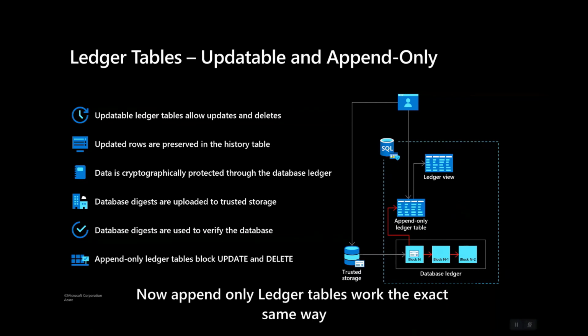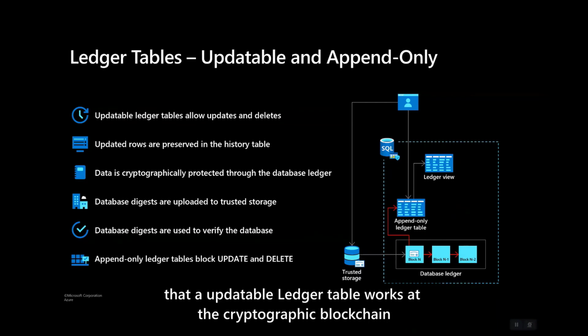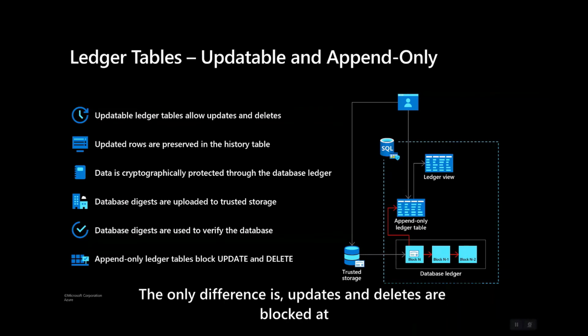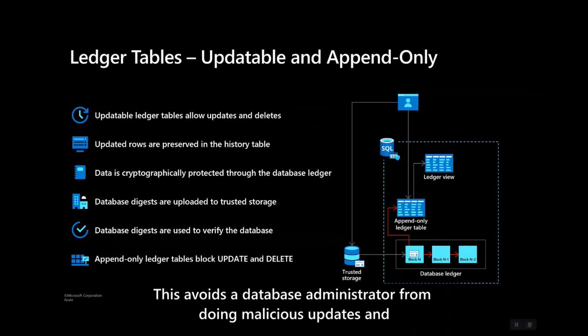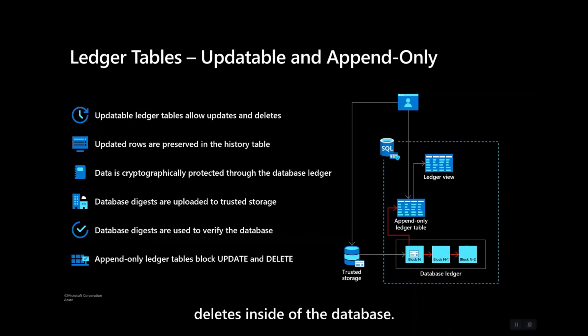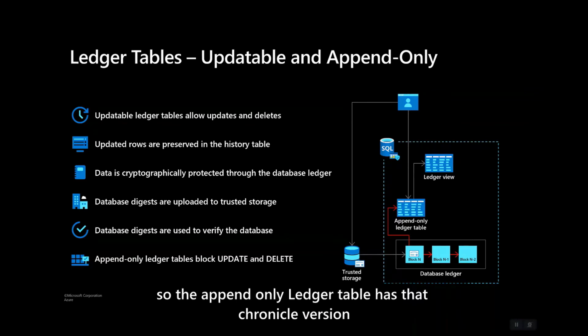Now, append-only ledger tables work the exact same way that an updatable ledger table works at the cryptographic blockchain level. The only difference is updates and deletes are blocked at the API layer. This prevents a database administrator from doing malicious updates and deletes inside of the database. The SQL server itself will reject any update or delete statement. Outside of that, it's the exact same. As you can see, there's no need for a history table in this case because it is an append-only pattern, so the append-only ledger table has that chronicle version of the database.